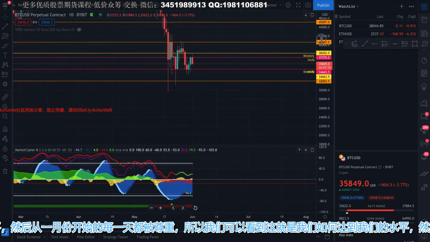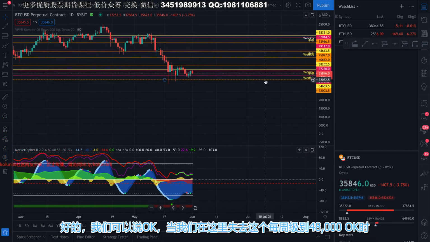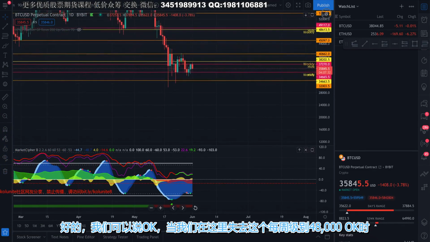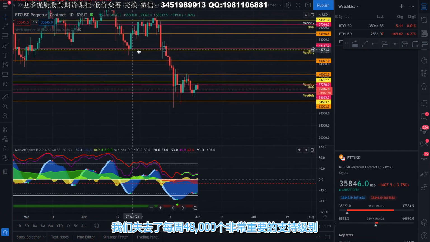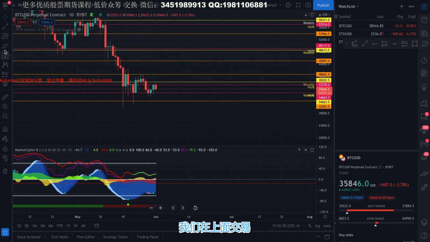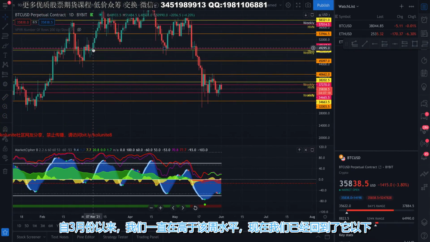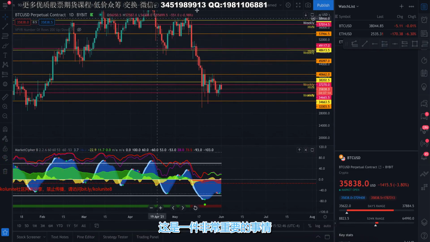And then we want to take it to the next level. We can say, okay, when we lost this weekly level right here at 48,000, a very important level of support, we were trading above this weekly level for a very long time, right? We've been trading above that weekly level since March. Now that we've come back below it, that's a very significant thing.